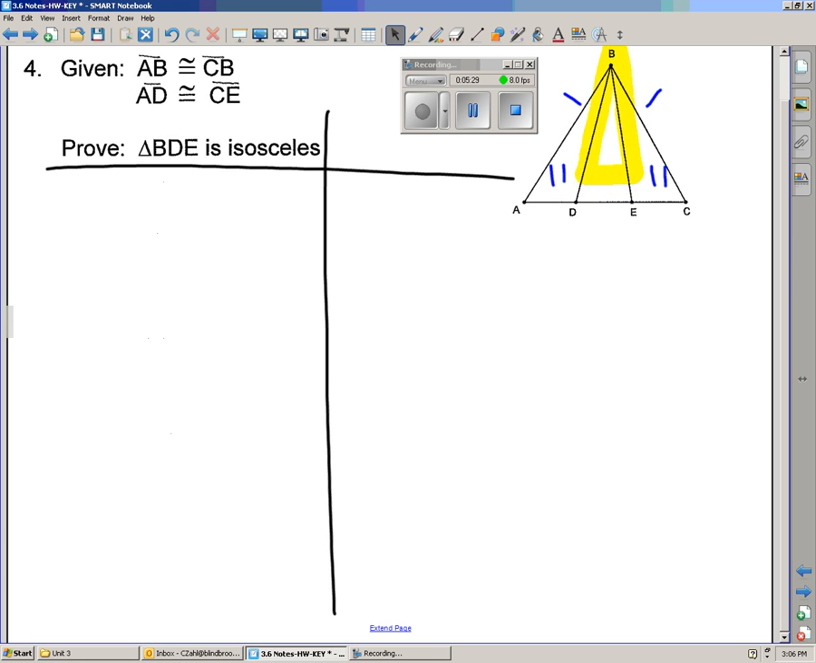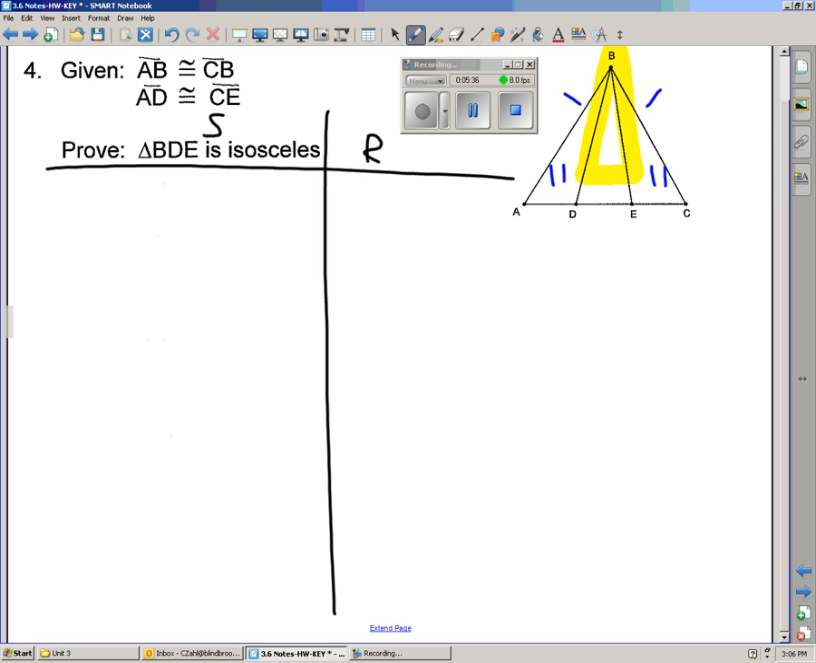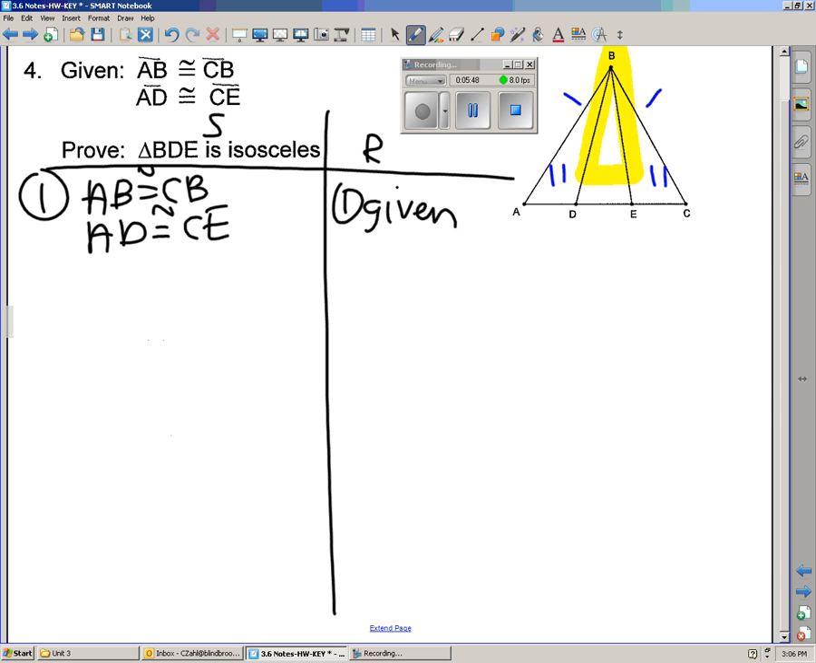Let's try this again. This is going to be statements, this is going to be reasons. We're going to put these on the same line. AB is congruent to CB, and AD is congruent to CE, and that's given to you. We've already marked it off.